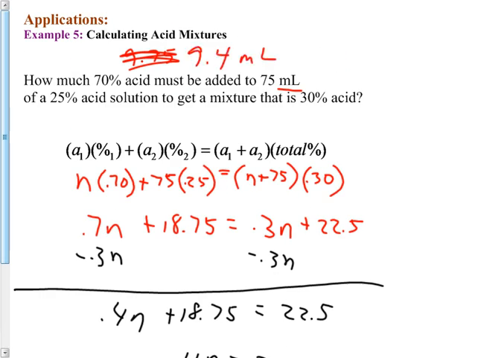And does it make sense that I wouldn't need to add much acid? Well, it was 70% acid. No, wait, it was a 25% acid solution, and they're adding strong acid to it, and it only needs to go up to 30% acid. Do you get how it's not going to take too much? That makes sense to me. So 9.4 seems reasonable. So always check your answer for being reasonable. And it's 9.4 milliliters. All right.